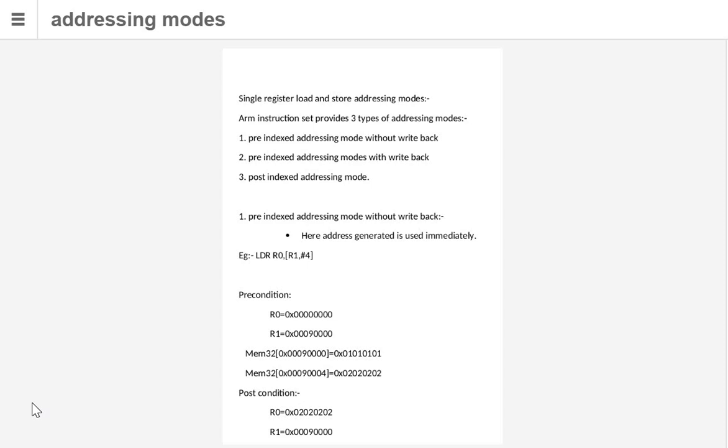Guys, let's start with addressing modes. Addressing modes come in assignment question number 3 or 4, I guess. Addressing modes basically means that you're writing an instruction. So what are the various ways you have for writing an instruction?